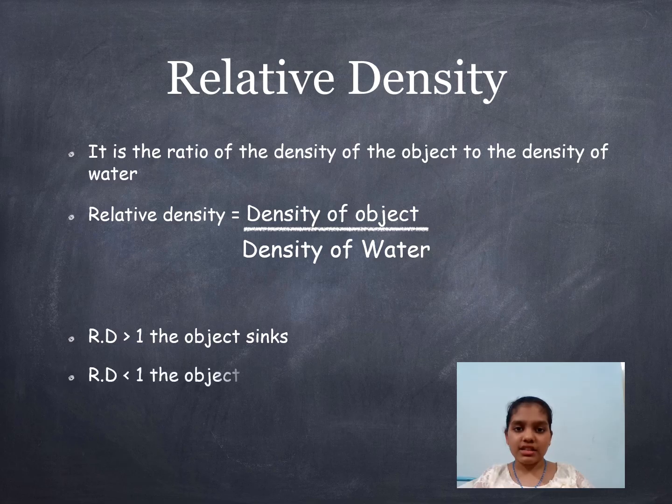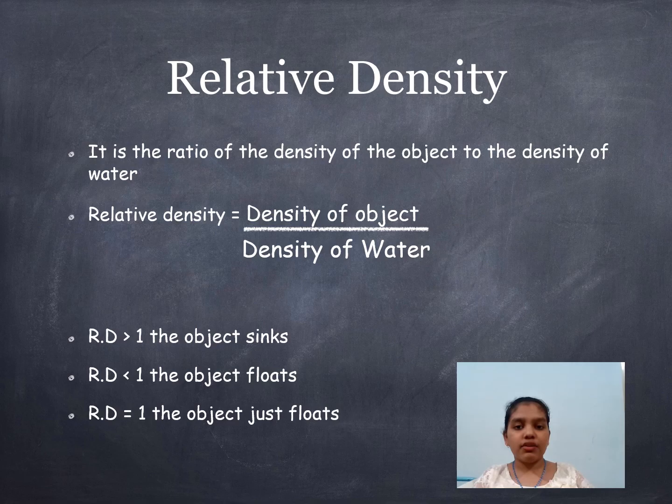If the relative density of an object is greater than 1, then the object sinks. If the relative density of the object is lesser than 1, the object floats. If the relative density of the object is equal to 1, the object just floats above the surface of the water. Here 1 refers to the density of water.